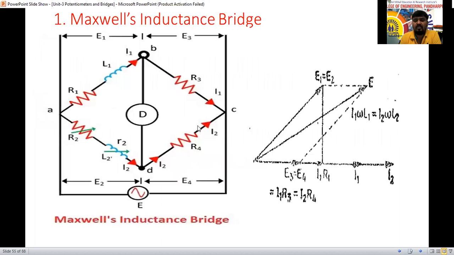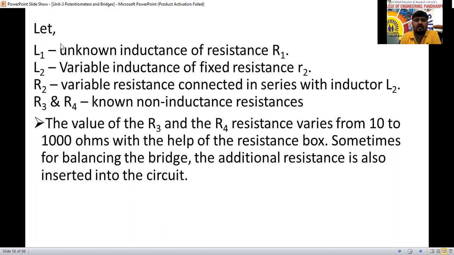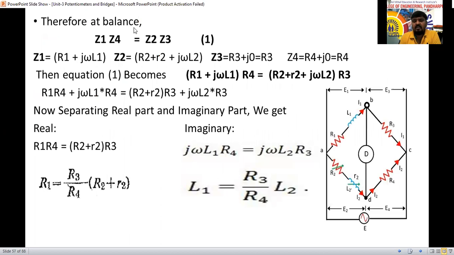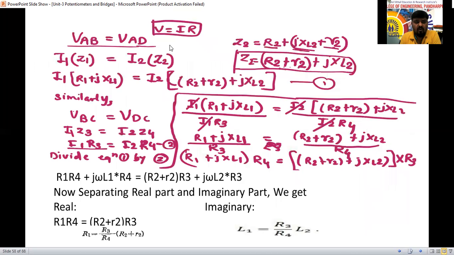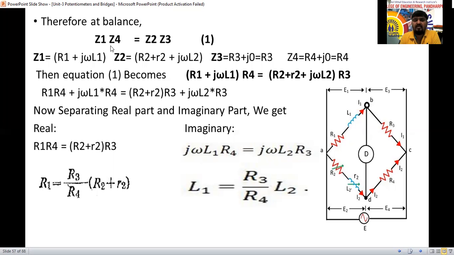We can change. You can use any box over there, variable or known values. At balanced condition, considering the Wheatstone bridge, Z1, Z4 equal to Z2, Z3. How we got this, I can tell like that also, but directly at Wheatstone bridge, we know that one. So Z1, Z4 equal to Z2, Z3 here.